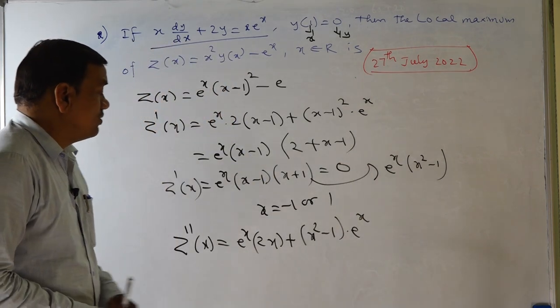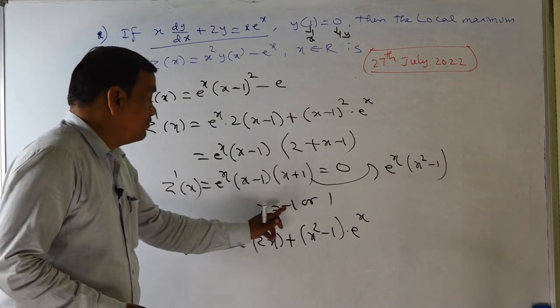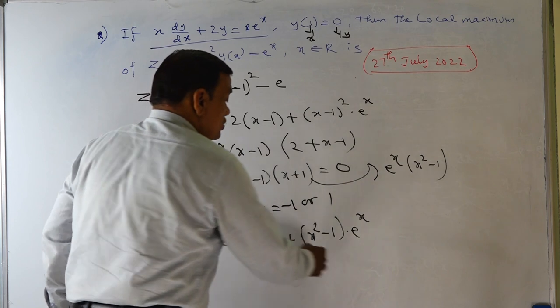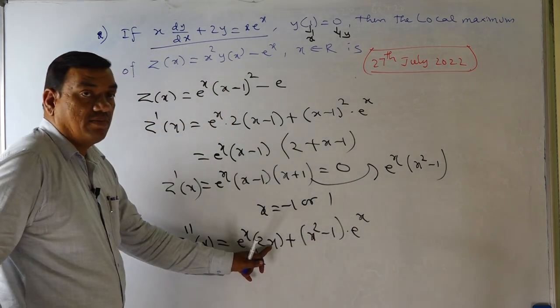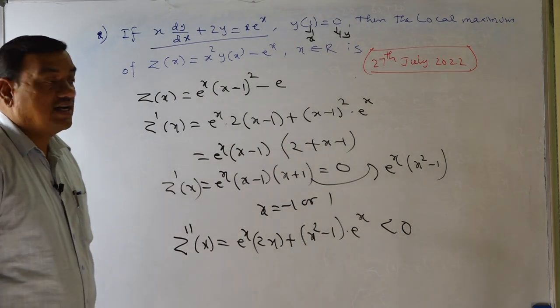Now, first you substitute minus 1. Substitute minus 1, what happens, you see. If you substitute minus 1 here, minus 1 whole square, this total becomes 0. This is a minus 1, so this is less than 0.